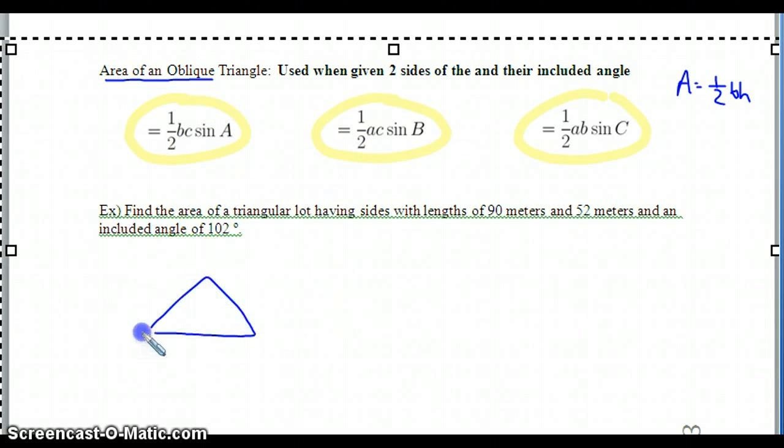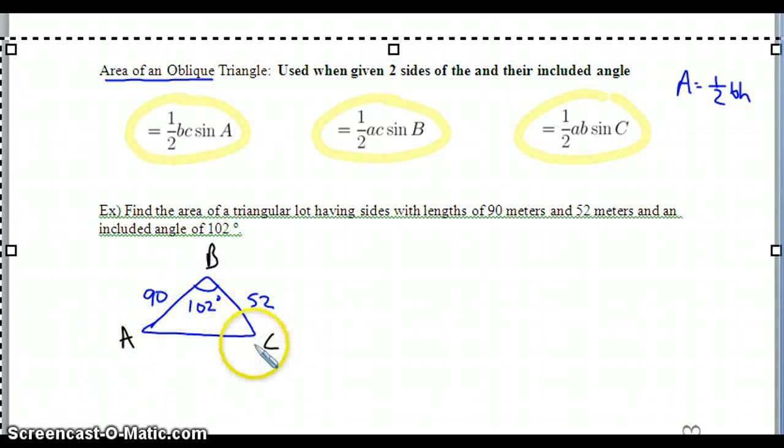So let's just draw a triangle. It says it has side lengths of 90 and 52, and the included angle is 102. So the angle in between the two sides you just drew is 102 degrees. So let's go through now and label it. These would be my angles. Let's say A, B, and C, which would mean that this would be side C, this would be side A, this would be side B. And you can do that however you want. That will just then depend on which one of the 3 you use.